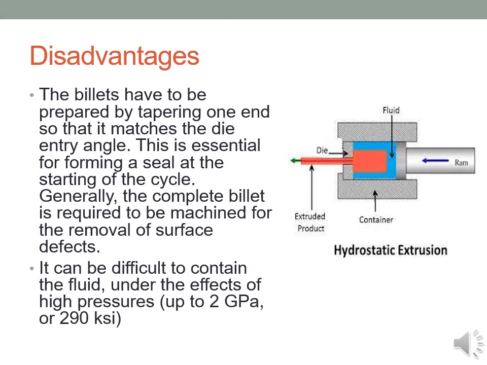Next are the disadvantages. The billets have to be prepared by tapering one end so that it matches the die entry angle. This is essential for forming a seal at the start of the cycle. Generally, the complete billet is required to be machined for the removal of surface defects. It can be difficult to contain the fluid under the effects of high pressures.